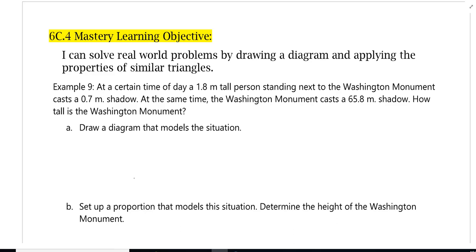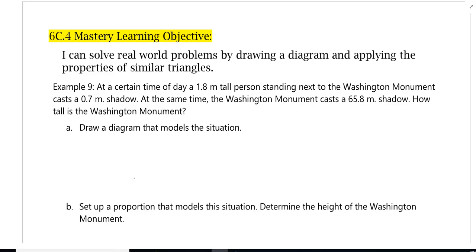We're setting up proportions, cross-multiplying, and solving for our missing sides. The only difference is that now it's going to be a real-world scenario. So looking at our first example here, it says at a certain time of day, a 1.8 meter tall person standing next to the Washington Monument cast a 0.7 meter shadow. At the same time, the Washington Monument casts a 65.8 meter shadow. How tall is the Washington Monument?